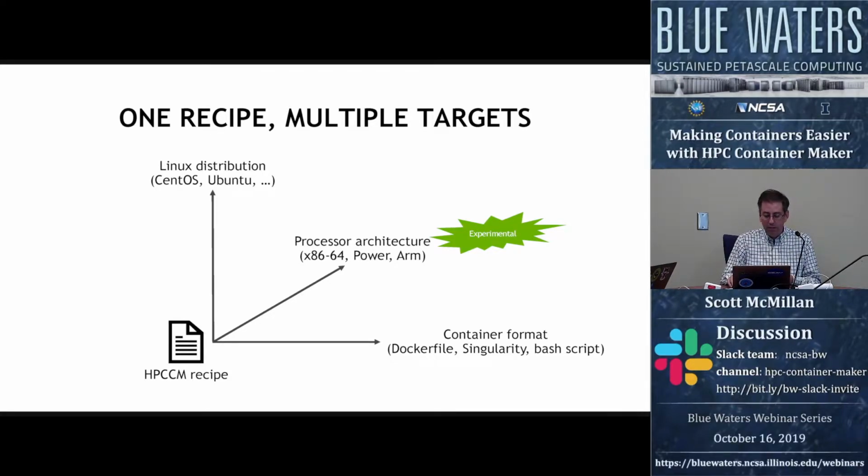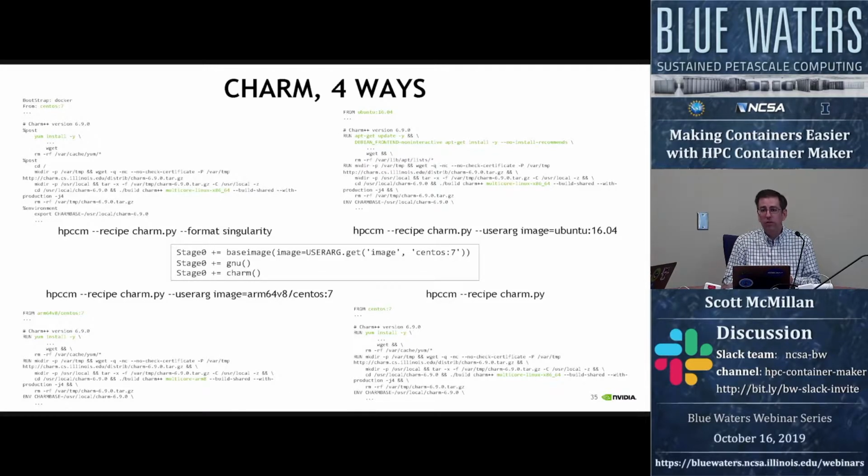So let me show you a very simple example of that. This is Charm, which is probably of extra relevance here at Illinois. You can see the simple 3-line recipe in the middle here. I'm picking a base image. Here you can see the power of Python. HPCM has user argument capabilities, a lot like the Docker build arg. By default, it'll use a CentOS 7 base image, but if I specify a command line option, I can change that base image. Then I'm installing the GNU compiler and then building the Charm runtime from that. So I'll show 4 examples from this same base recipe.